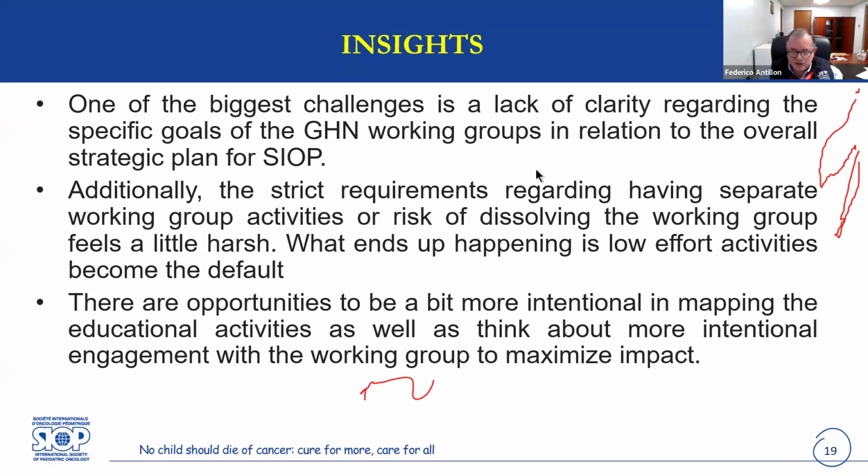And I think all these ideas are great, and we need to think about them and how we can improve as a GHN group. The strict requirements regarding having separate working group activities, these obligatory 3 activities through the year, show the risk of dissolving the working group. So what happens is low effort activities become the default. So we need to think about if 3 is too many activities, because there are activities not only inside but in other groups. There are opportunities to be more intentional in mapping the educational activities and think about more engagement with the working group to maximize the impact.